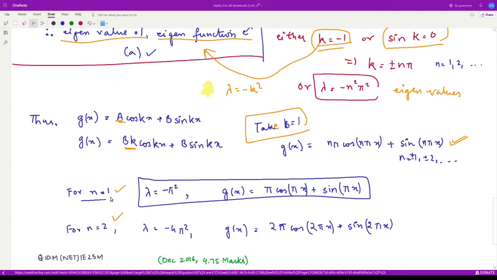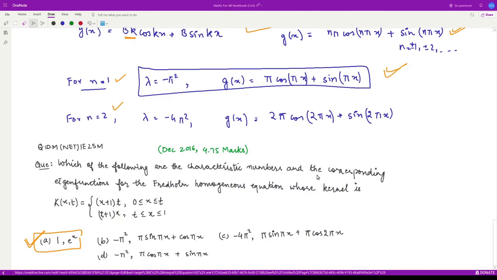When n is equal to 1, lambda becomes minus pi square, and the corresponding function when you replace n as 1 would be pi cos pi x plus sin pi x. So this gives us option D as the correct option, minus pi square as the eigenvalue and pi cos pi x plus sin pi x as the eigenfunction. So this is also correct. So that means option B is wrong.